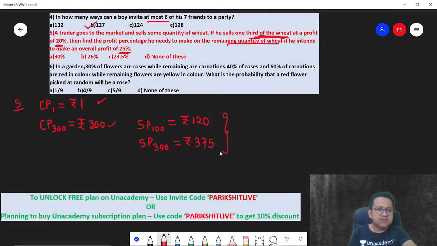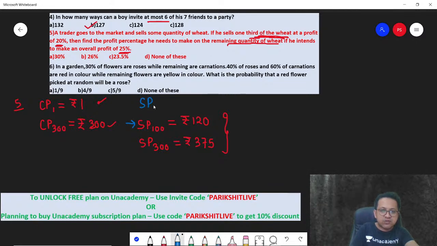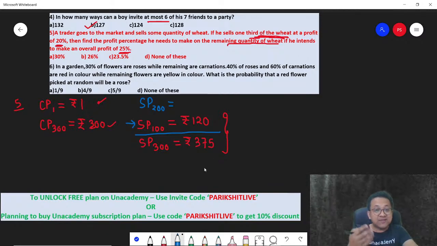This is not the question. The question is asking how much profit you should make on the remaining quantity. On 100 grams, you have sold for 120 rupees. So the remaining 200 grams, how much should you sell it for? Remember, total should be 375. So the remaining 200 grams, you must have sold for 255 rupees. How? 375 minus 120 is 255.